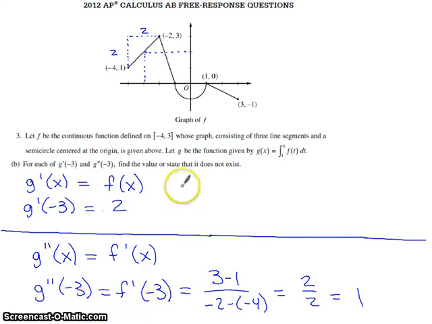of -3. Well, since this is a line segment here, and a derivative represents the slope of the tangent line, we're going to be able to use the slope of this line segment for the value of f prime of -3. So again, you can use rise over run to figure out that it has a slope of 1, or if you wanted to use the slope formula, difference in y over difference in x with these 2 points, you get 1 either way. So g double prime of -3 is 1.